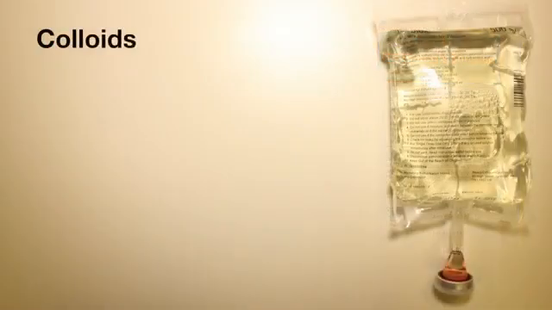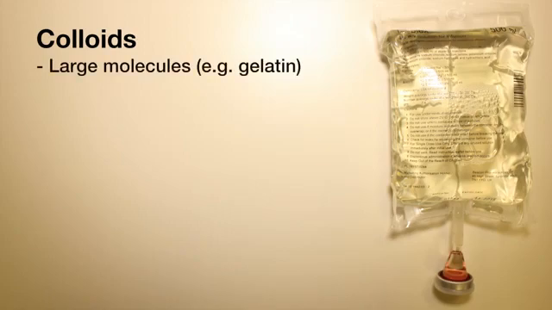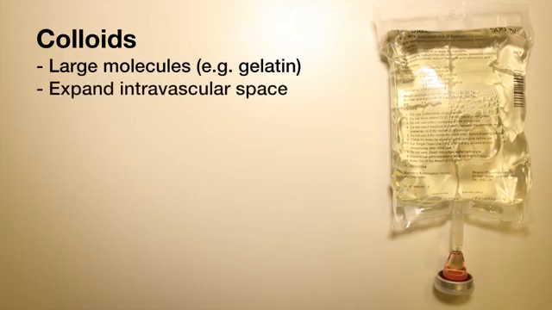The second fluid type is colloids. Colloid solutions contain larger molecules, for example gelatin or albumin, that remain within the intravascular space. They are therefore thought to expand the intravascular space with a longer duration of action than the crystalloid solutions. For this reason, colloids were previously popular resuscitation fluids. However, more recent evidence suggests that in practice they have no advantage over the crystalloids, and in fact colloids carry a small risk of anaphylactic reactions. In general, the use of colloids is decreasing in favour of crystalloids.